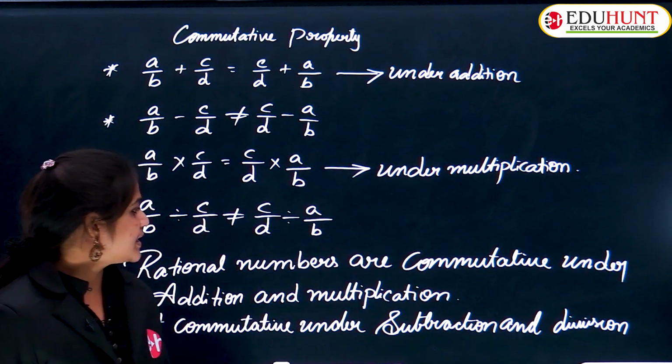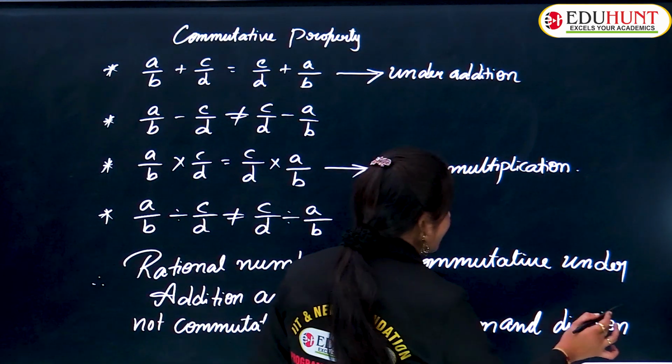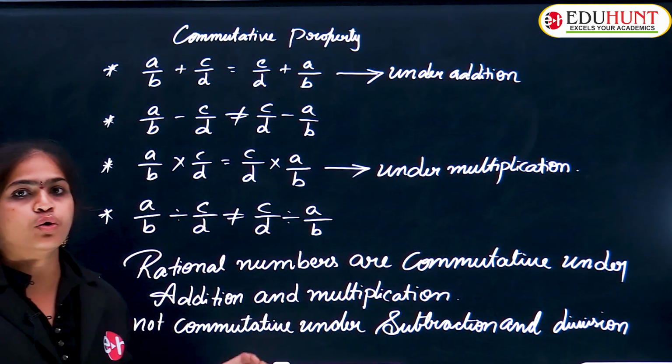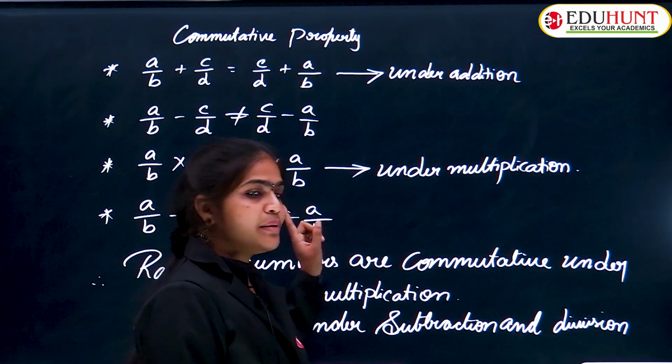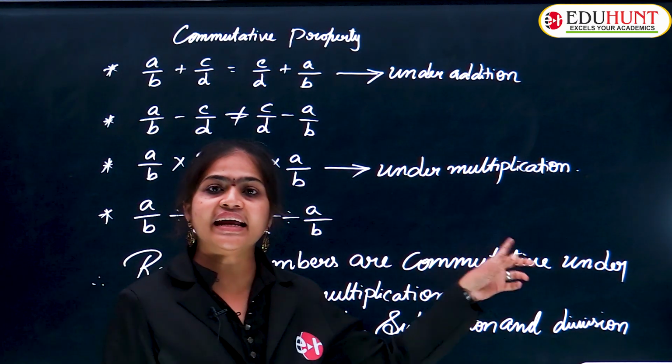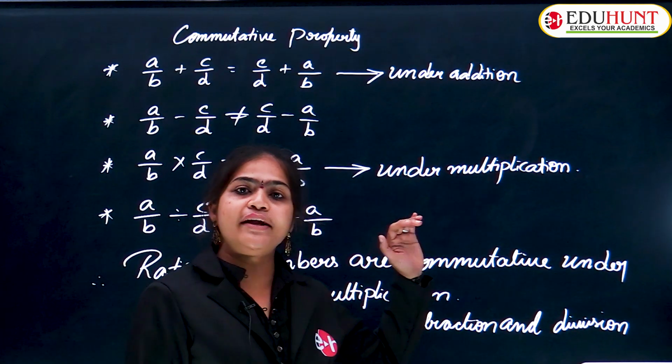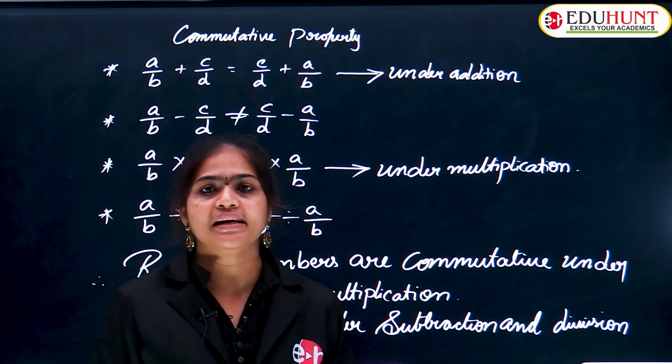Okay. Did you understand this concept? So this is about the commutative property. Rational numbers hold the commutative property under addition and multiplication only, and it is not satisfied for subtraction and division.